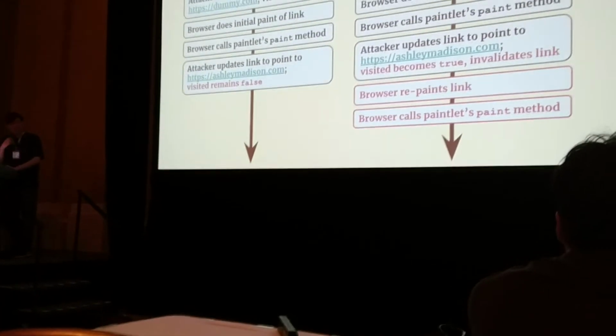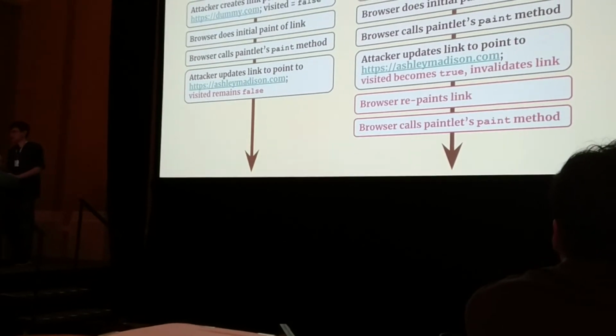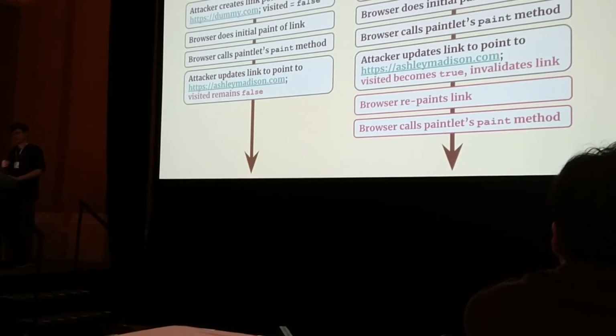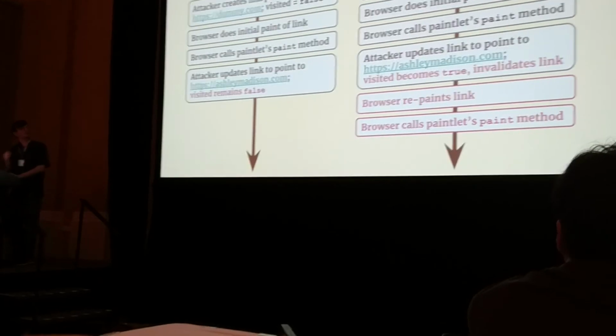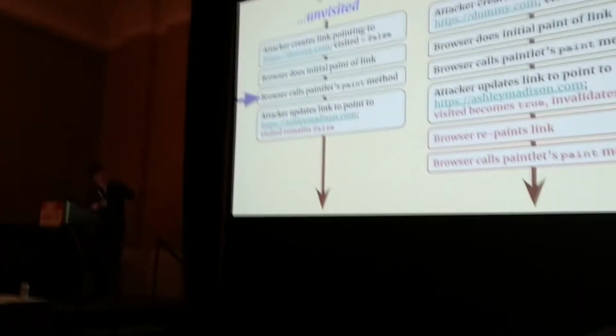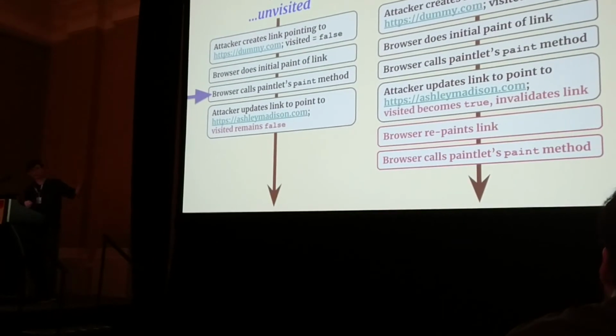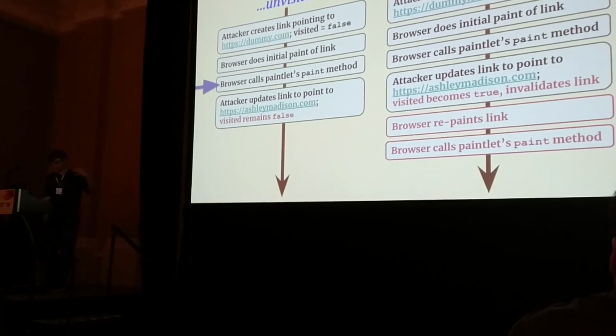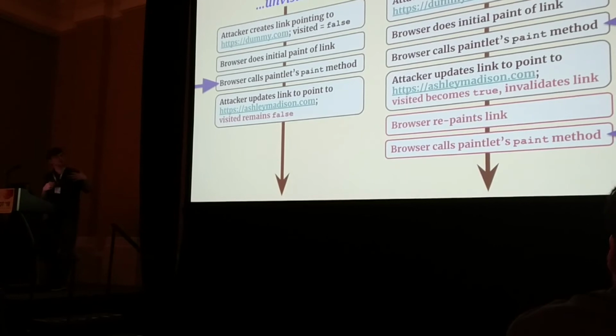So if you line up these two cases side by side, you can see that the victim's browser is committing a big security no-no here. It's branching on the value of this secret visited bit for ashleymadison.com, such that if that bit is false, it ends up making one call into our paintlet script's paint method, versus if that bit is true, if ashleymadison.com is visited, it makes two calls.